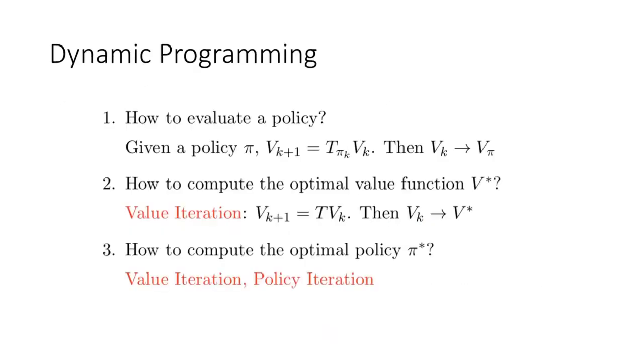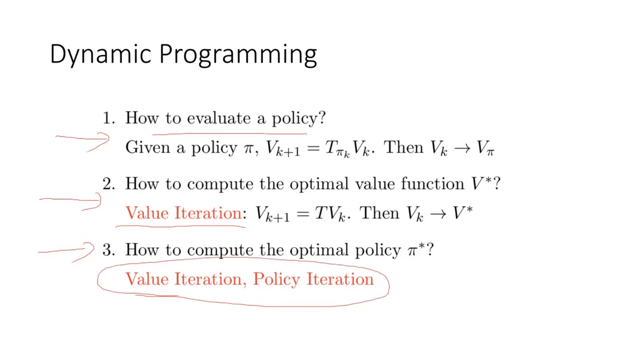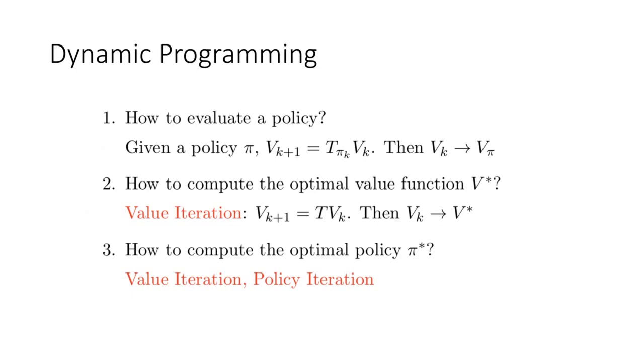Good. Let me summarize this part so far. What are the things we discussed? Given a policy, how do you quantify how good that policy is? You need to evaluate this policy. We didn't discuss this, but I just want to put it there. Our main goal is to compute the optimal value function. We discussed value iteration to do that. Then our goal is to compute the optimal policy. We discussed two approaches, value iteration and policy iteration, to do that. This class of algorithms is generally called dynamic programming algorithms.